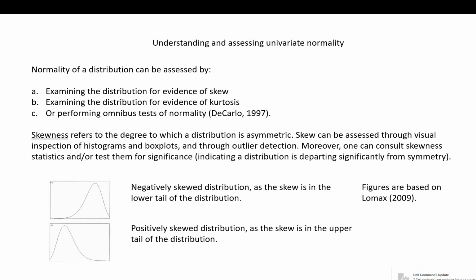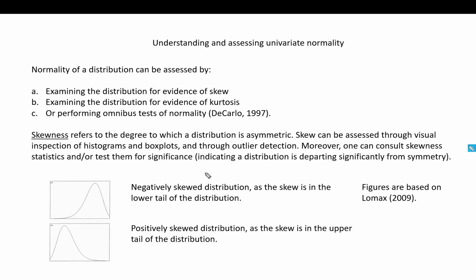Now, how can we assess a distribution to determine if it is normal or not normal? Normality of a distribution can be assessed by A, examining the distribution for evidence of skew, B, examining the distribution for evidence of kurtosis, and C, and/or, performing omnibus tests for normality. So let's start off with the concept of skewness. Skewness refers to the degree to which a distribution is asymmetric. Skew can be assessed through visual inspection of histograms and box plots and through outlier detection. Moreover, one can consult skewness statistics and/or test them for statistical significance.